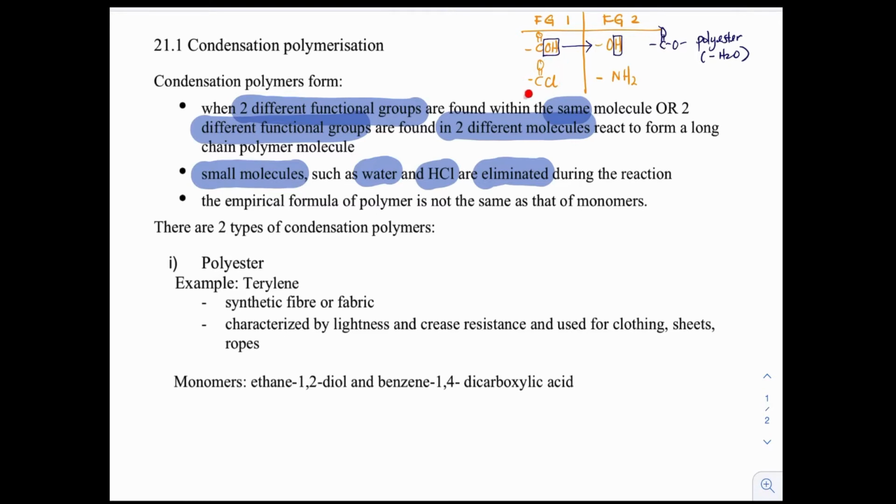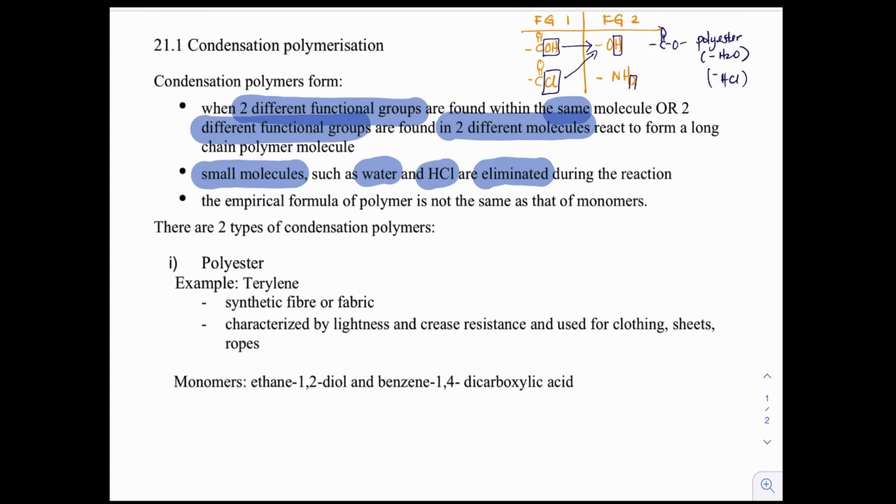Okay, so when one of the functional groups is acyl chloride and the other functional group is alcohol, we could also remove Cl from the acyl chloride and it pairs with the H from the OH. So therefore, Cl and H will be removed. It will also get you COO, which is a polyester. But this time, HCl is being eliminated. Alright, so the next combination could be when the COOH bumps into the NH2.